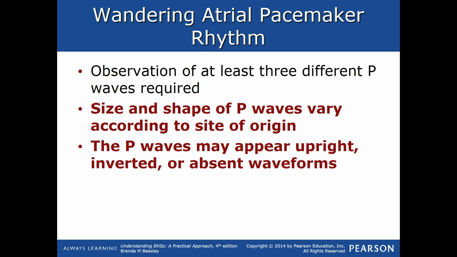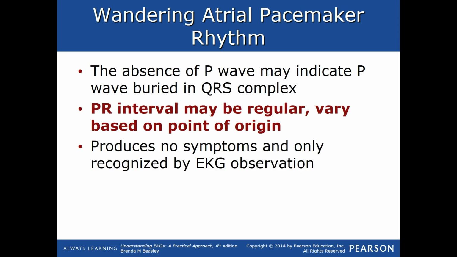So the size and shape can vary according to the site of the origin. You may also see that the P waves appear upright, they may be inverted, which means they're upside down, or they may even be absent. The absence of a P wave may indicate the P wave is buried in the QRS, so you would probably see that the QRS is a little bit wider than normal. But your PR interval can vary as well based upon the point of the origin.